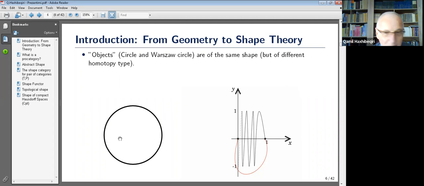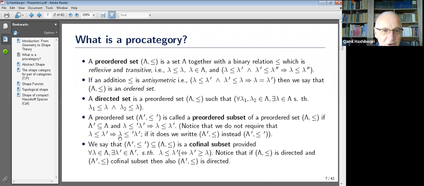Let us begin. What is a procategory? A pre-ordered set Λ with binary relation ≤ is a set Λ together with a binary relation which is reflexive and transitive, which means that for every λ in Λ, λ ≤ λ. And if λ ≤ λ' and λ' ≤ λ'', then λ ≤ λ''. This is transitivity. If in addition this relation is antisymmetric, which means that if λ ≤ λ' and λ' ≤ λ, then λ = λ', then we say that Λ is an ordered set.